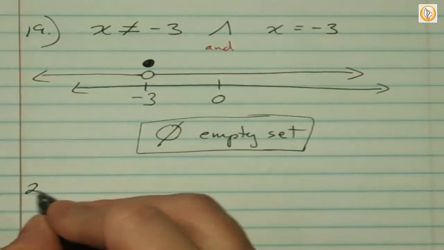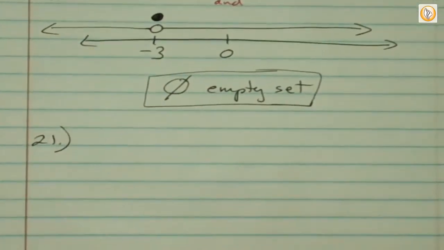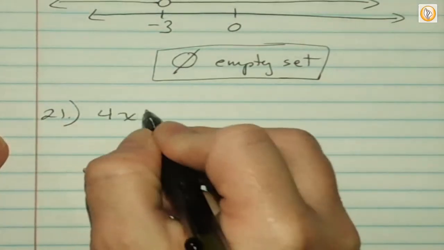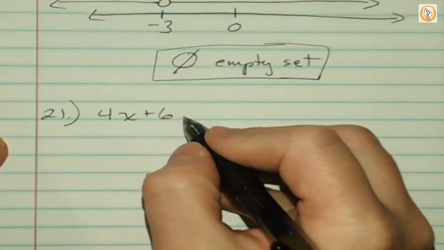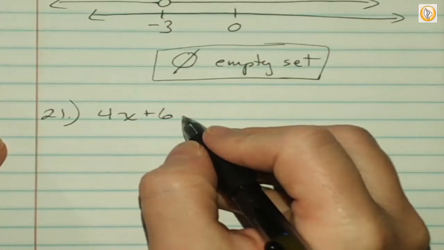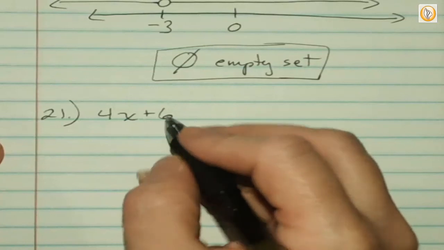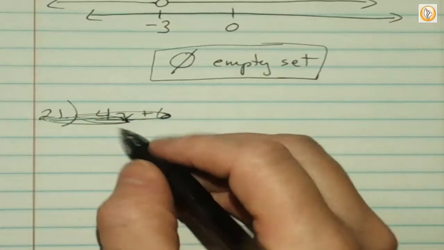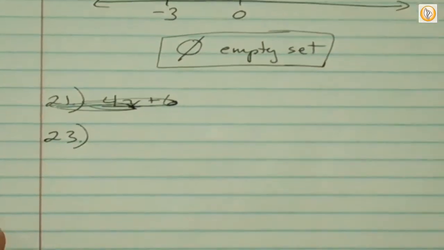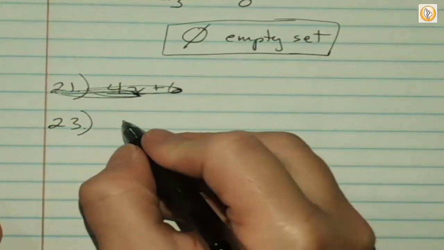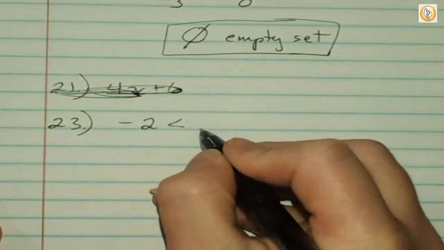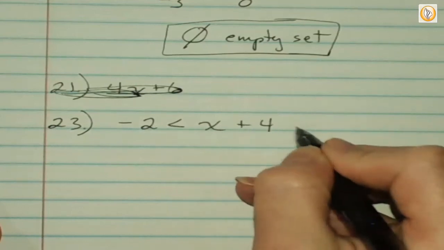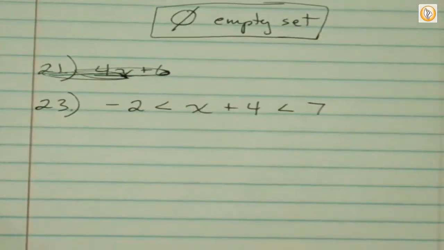All right, 21. Four x plus 6. I don't like that one. Don't do that one. Let's do 23. I like 23. -2 is less than x plus 4 is less than 7. This will be the last one.